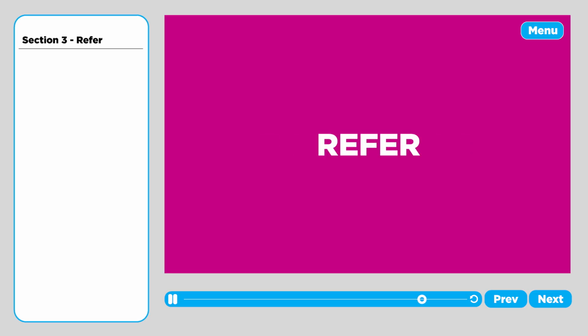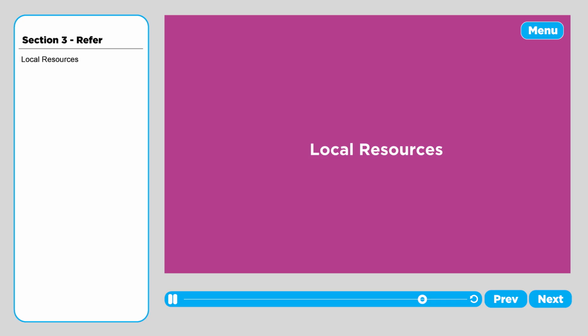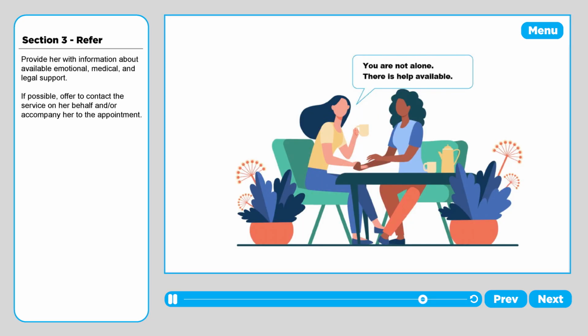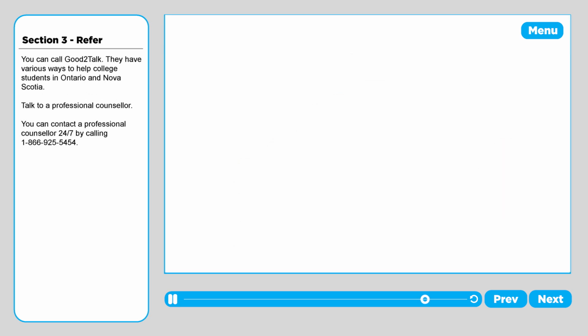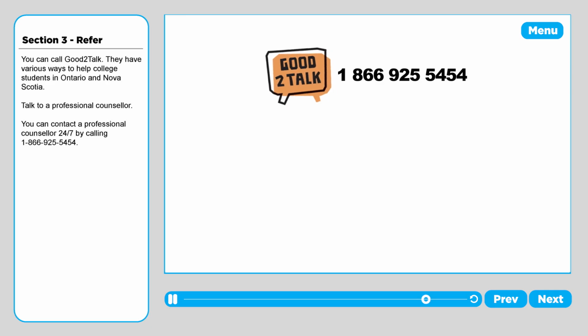Section 3. Refer. Local resources. Provide her with information about available emotional, medical, and legal support. If possible, offer to contact the service on her behalf, and/or accompany her to the appointment. You can call Good to Talk. They have various ways to help college students in Ontario and Nova Scotia.